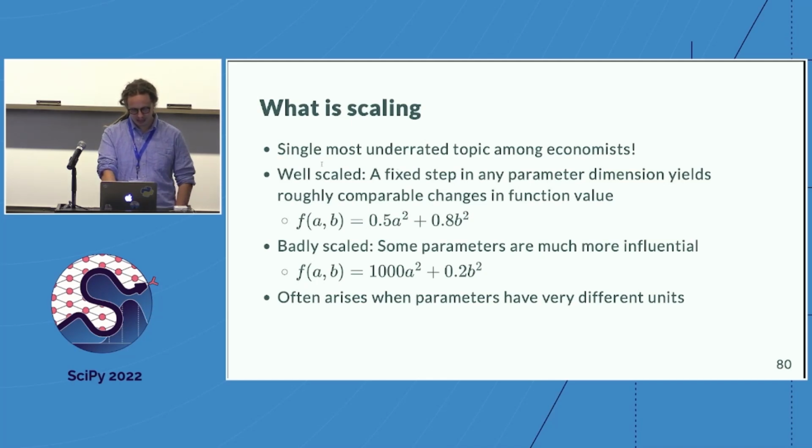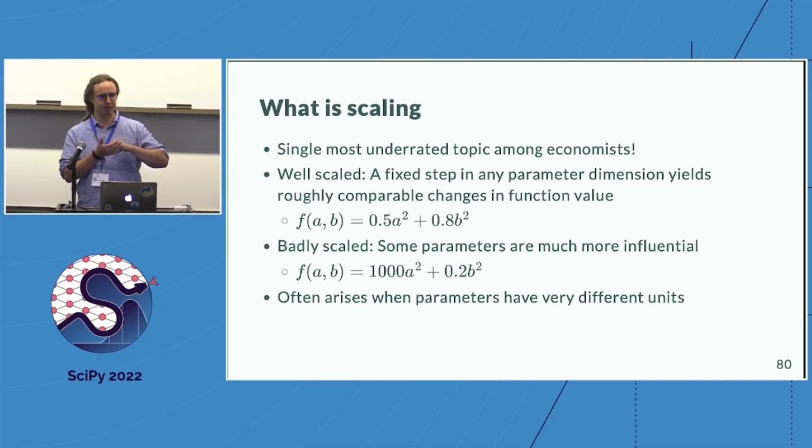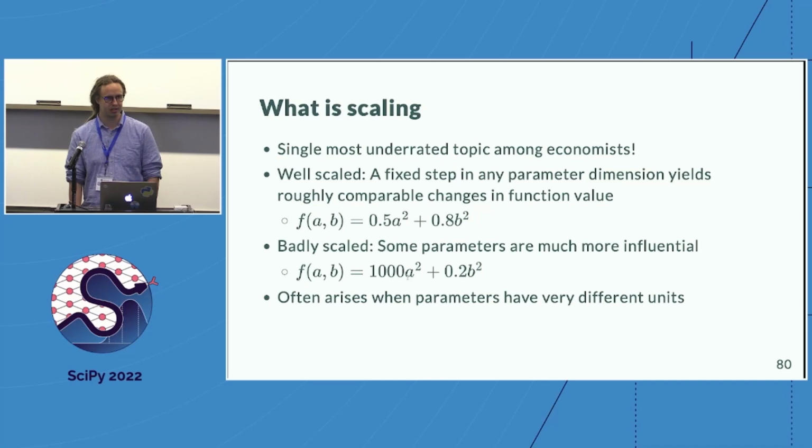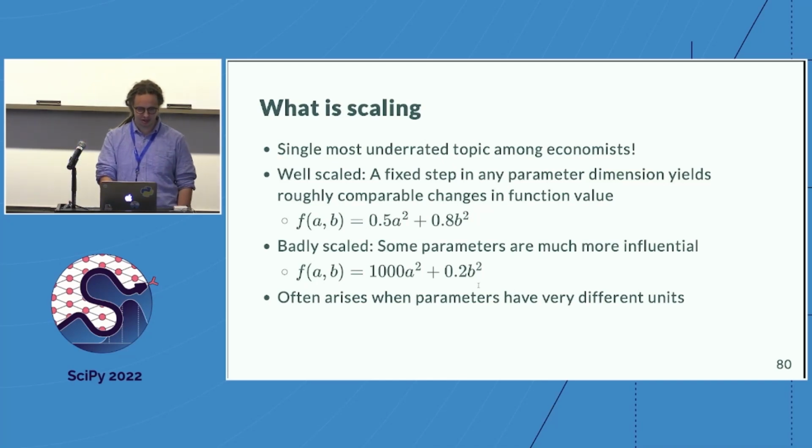In general, by well-scaled problems, we mean that a fixed step in any parameter direction will give you a roughly proportional change in the criterion value. It doesn't have to be exactly the same, but should be a similar order of magnitude. A factor of 10 is even okay. And badly scaled would be if you have one parameter, like A here, that is extremely influential and completely dominates the criterion value, and one that is not.